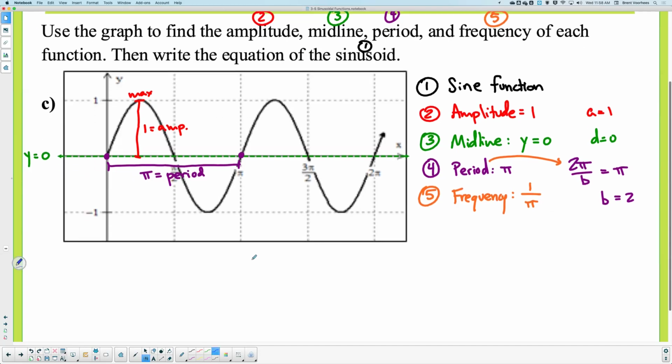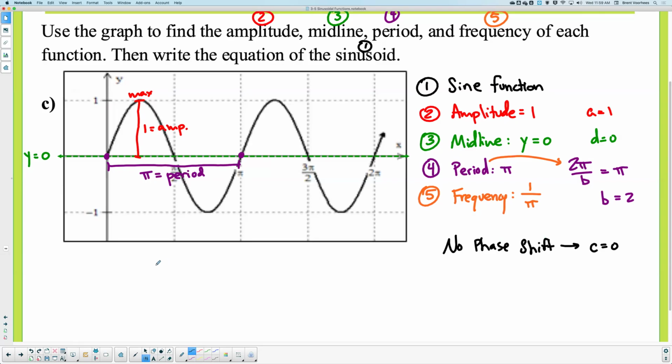We can write our equation. Oh, sorry. Phase shift. Is it shifted at all, or is it again perfectly at its midline? Perfectly. No phase shift. We will see phase shifts later. Right now, I didn't want to mess with it. What that tells us is that our C is 0.